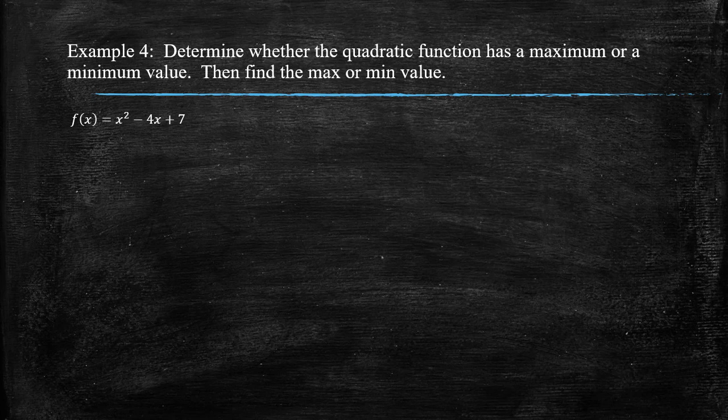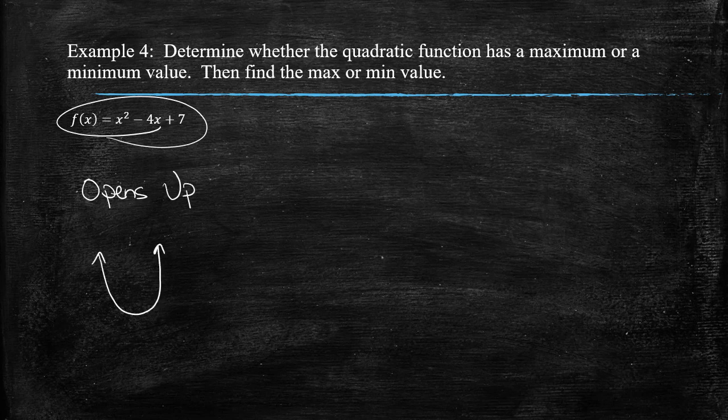Okay, finally, we want to determine whether the quadratic function has a maximum or a minimum value, and then we want to find that value. With this function here, we see that we have a positive leading coefficient, which tells us the graph will open up. So if your graph opens up, then there must be a minimum value. That value will occur at the vertex. So basically this question is asking us to find the vertex.